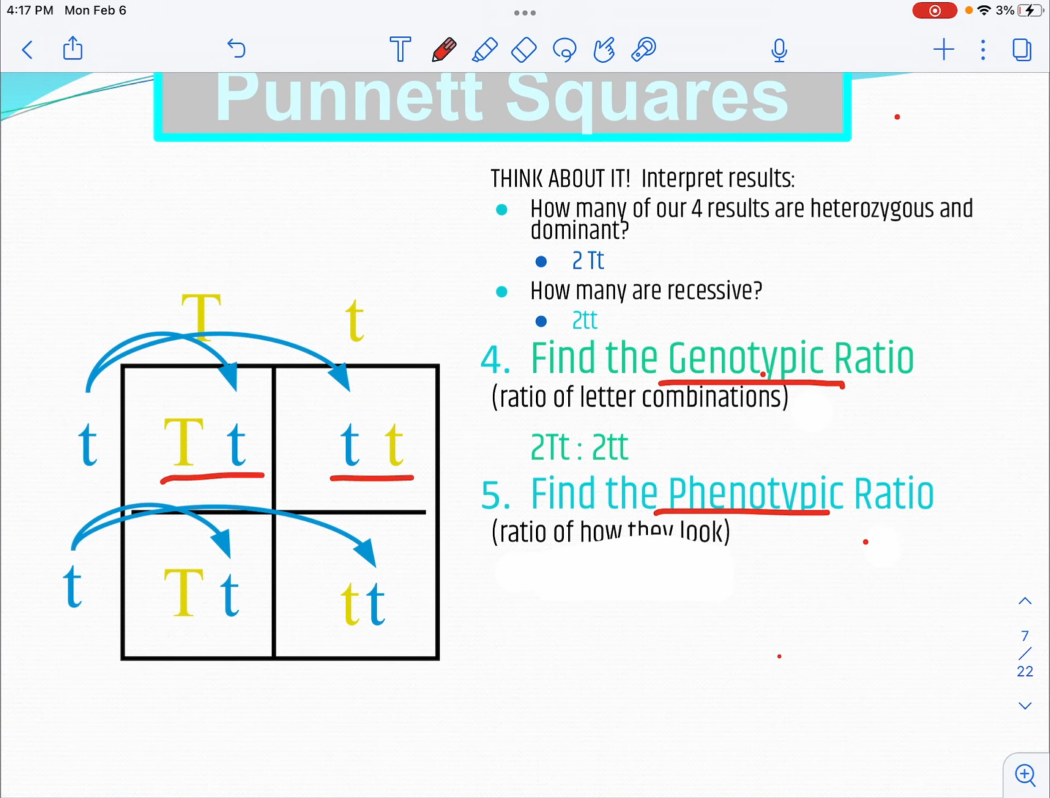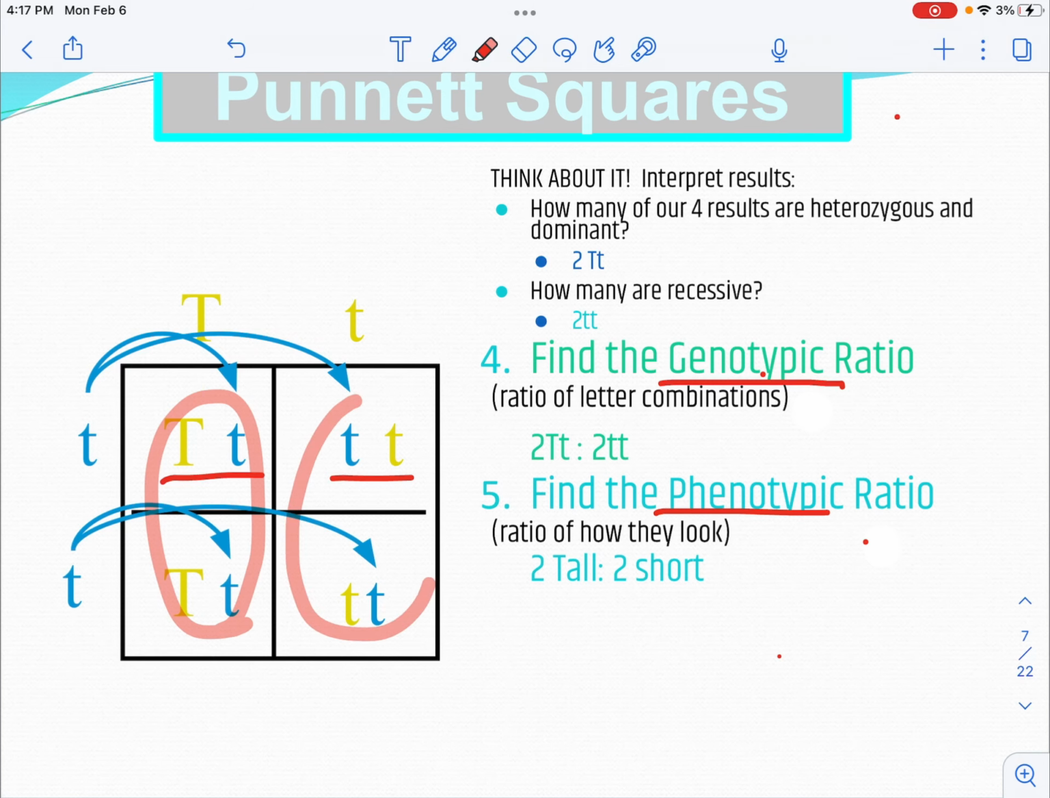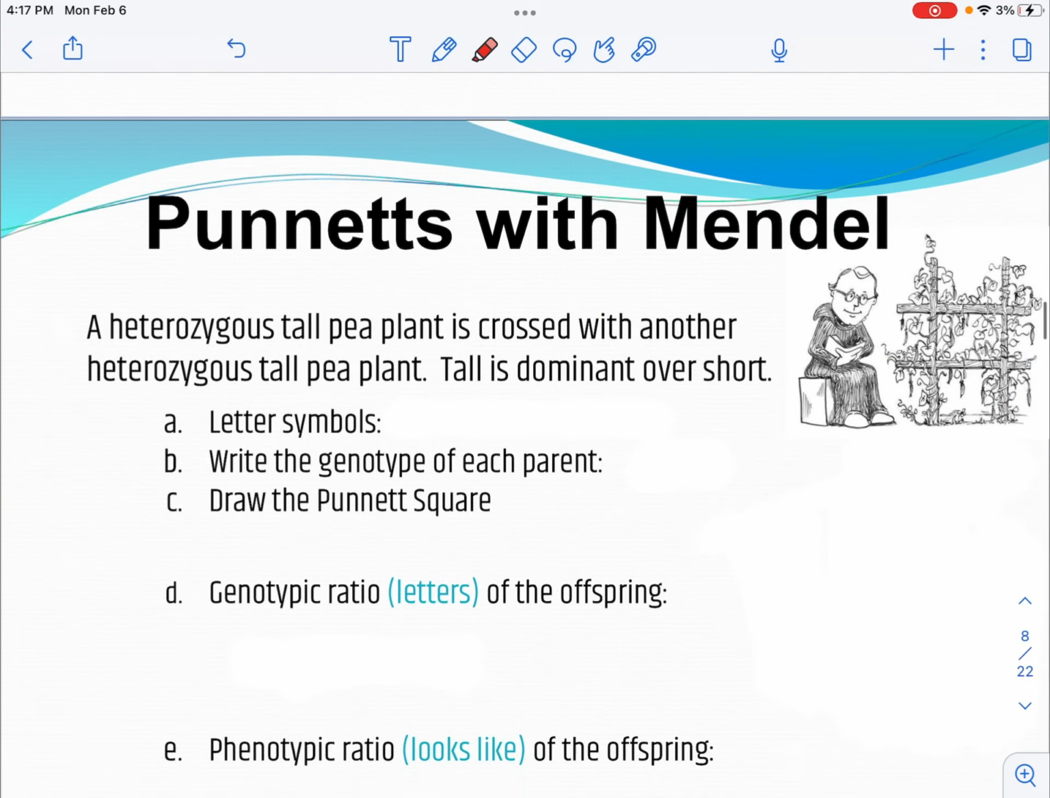Our phenotype ratio is the ratio of how they look. That's essentially saying, what does big T, little t look like? That's going to be tall. And what does little t, little t look like? That's going to be short. So again, we have 2 heterozygous tall possibilities to 2 homozygous short individuals as our phenotype ratio there.